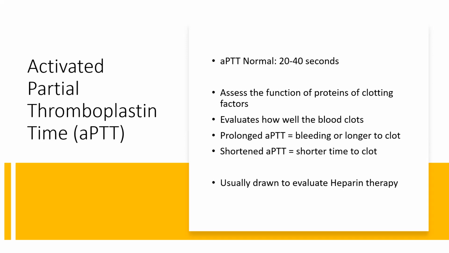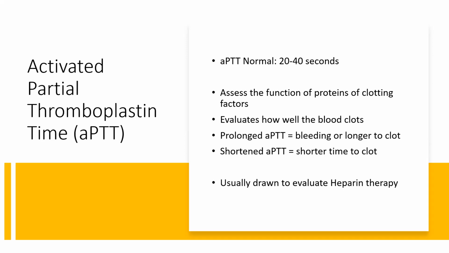Moving on to the activated partial thromboplastin time, or APTT for short. An APTT is about 20 to 40 seconds. You'll see something different in each reference manual that you pick up. Basically, this assesses the actual proteins of clotting factors. So it determines how well these proteins do their job to help clot. It evaluates how well the patient's blood is actually clotting.